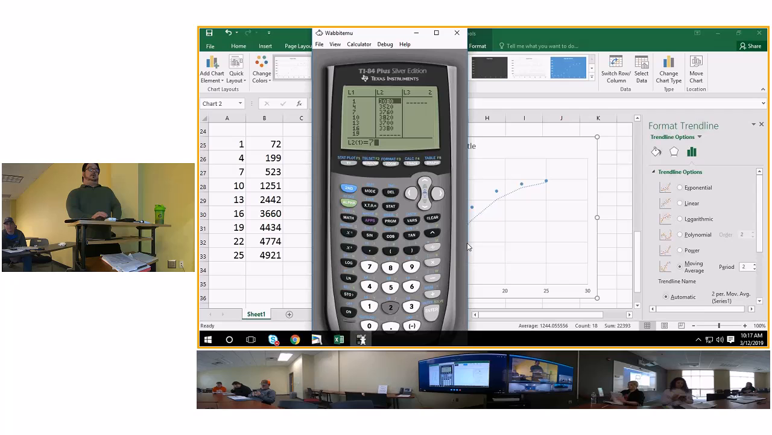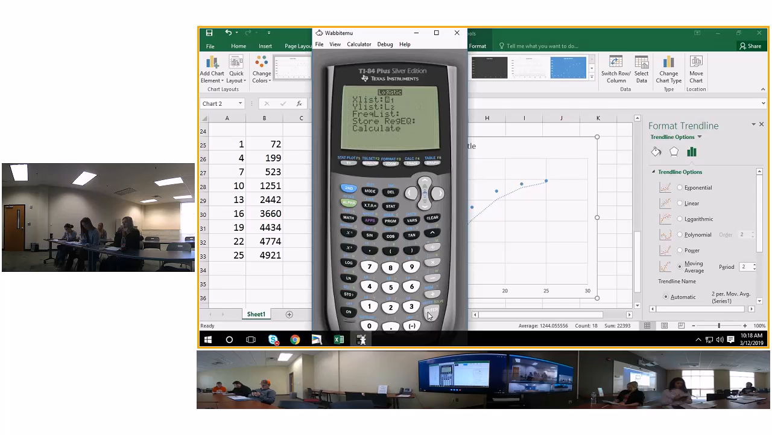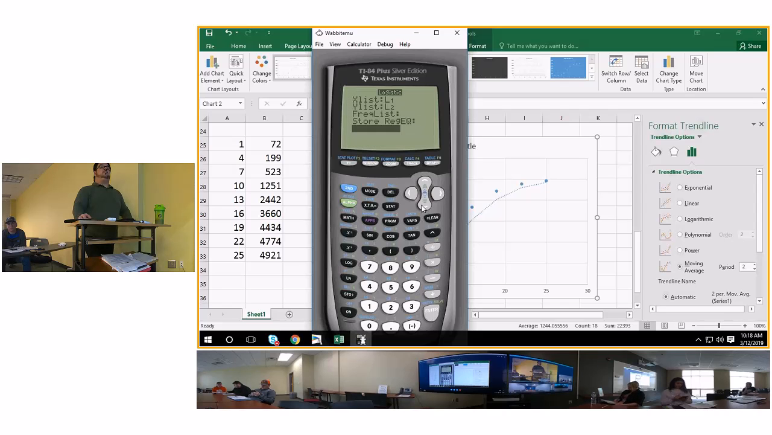72, 199, 523, 1251, 224, 42, 36, 60, 44, 34, 47, 74, and 49, 21. And click on Stat, Calculate, and go down till you get Logistic. And calculate. And it's going to take a few seconds.